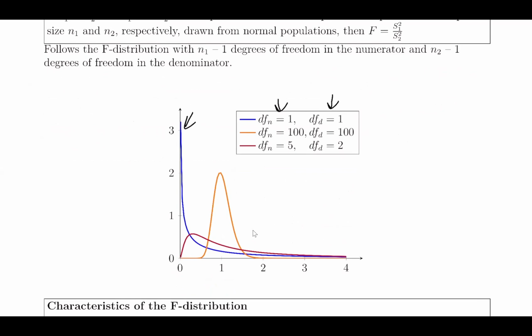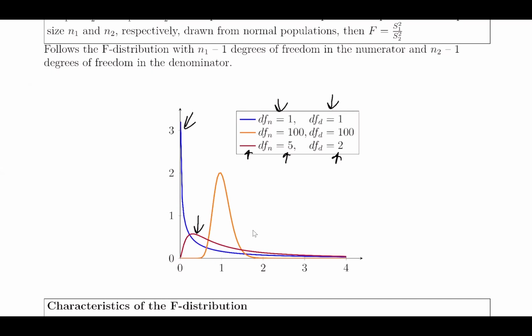But now let's say here's the red one. Say you have a degree of freedom of 5 for your numerator and a degree of freedom of 2 for your denominator. If you look at this red one over here, it's still skewed to the right, but it's moving more to the right-hand side, so becoming a little bit more symmetrical.